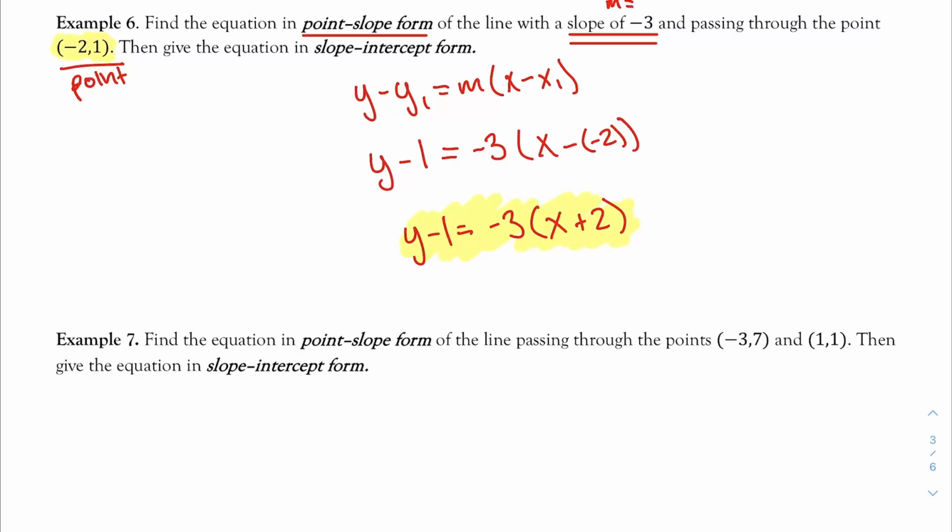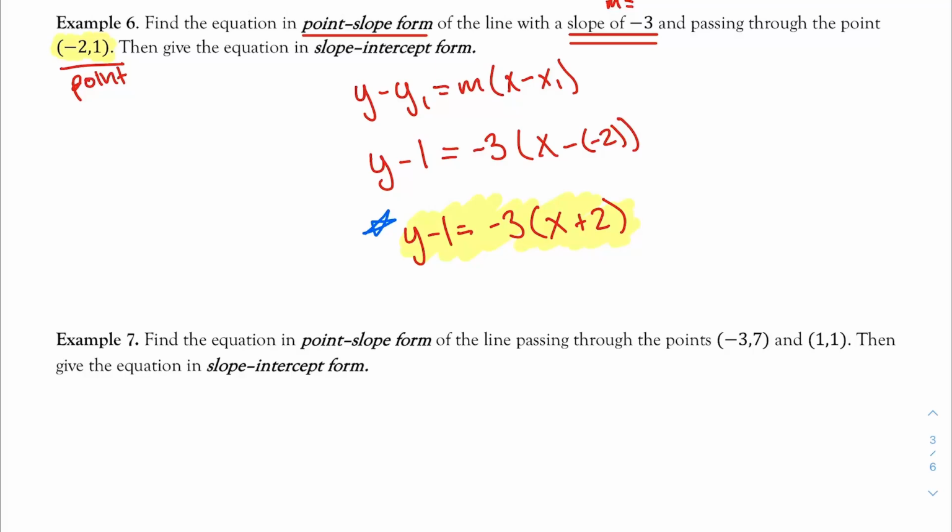Now we can finally move on to the second part, slope-intercept form. If I want slope-intercept form, remember, once again, this means that I want my equation in y equals mx plus b form. It's still the same equation, just rearranged. The way I'm going to work with this is that I'm going to look at my point-slope form here. And I know for slope-intercept form, I'm just solving for y.